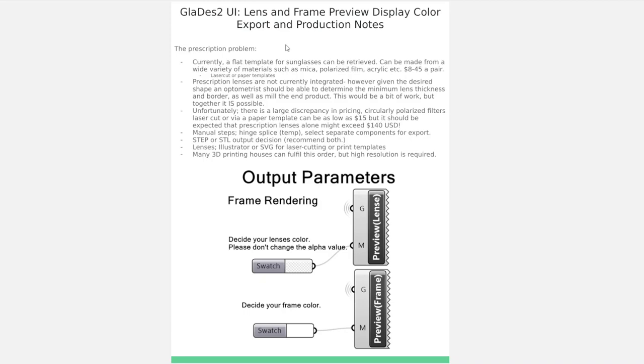Users can change the lens and frame preview display colors for visualization purposes. However, these attributes will not be exported into Rhino or for production purposes. Additionally, due to the difficulty of prescription lens construction and manufacturing, GlaDes2 is only able to produce flat lenses at this moment. Lenses can be constructed from materials such as mica, polarized film, acrylic, etc. using either laser cut or paper templates.